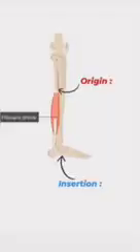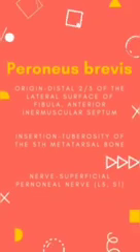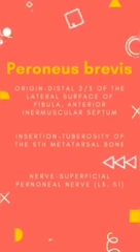Peroneus brevis. It originates from the distal two-thirds of lateral surface of fibula, anterior intermuscular septum. It is inserted at the tuberosity of the fifth metatarsal bone. It is supplied by the superficial peroneal nerve at fifth lumbar and first sacrum.